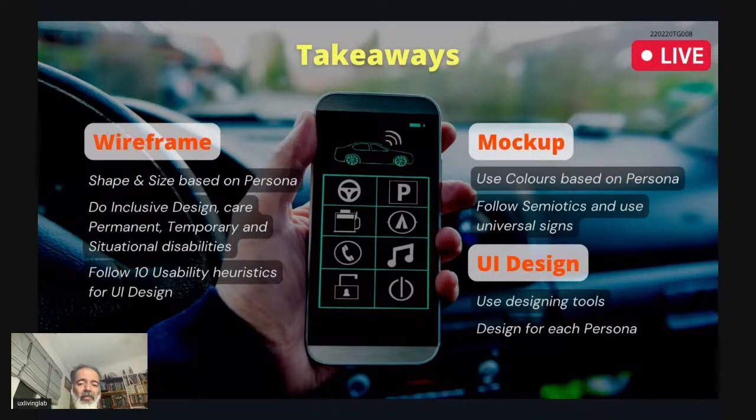So these are the three important stages of designing: wireframing, mockups, and UI design. The UI design should always be interactive. In a wireframe, it should not be interactive; it can be static. In mockups, we add colors, shapes, different personas and signs. That is called mockups. Then it should be interactive when we talk about UI design.